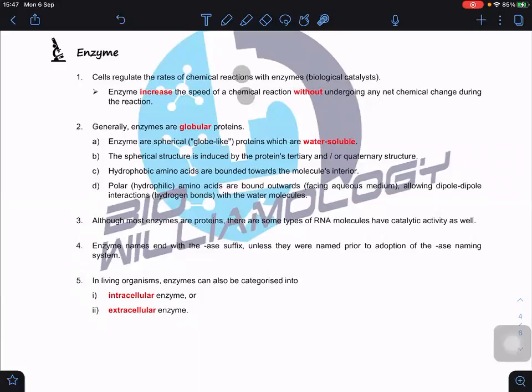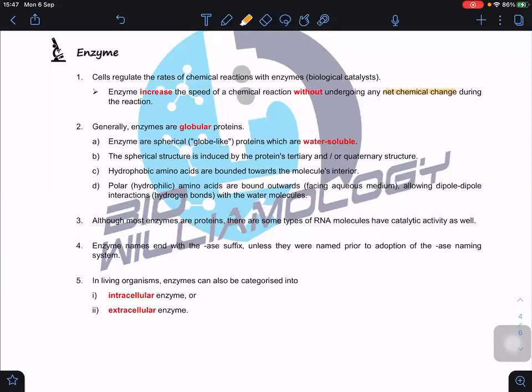So when you say that enzyme is called biological catalyst, it's something like a catalyst, but it's a biological catalyst involving proteins. Enzymes increase the speed of chemical reaction without undergoing any net chemical change. Highlight the words net chemical change. It means that during the process they may have chemical changes, but at the end of the process they won't change. Are you clear? They won't change the chemical structure at the end of the process.